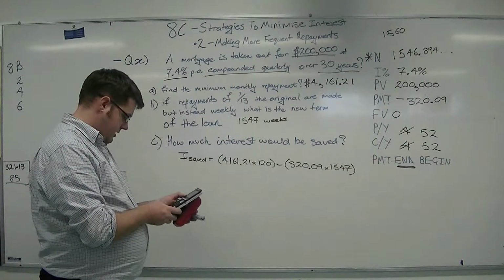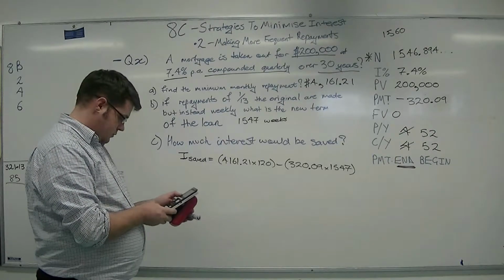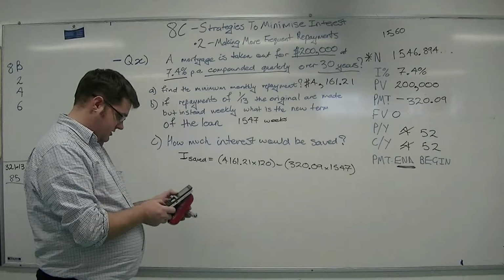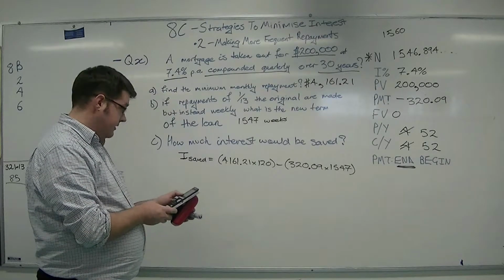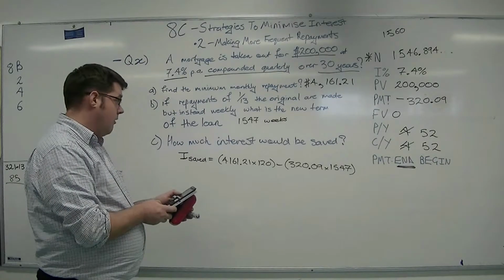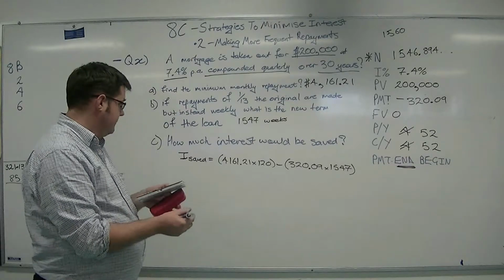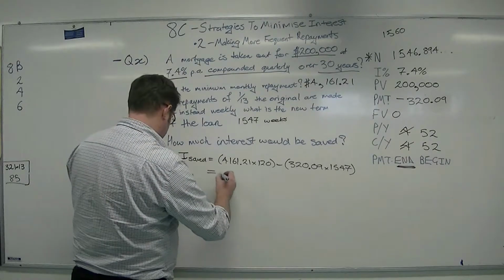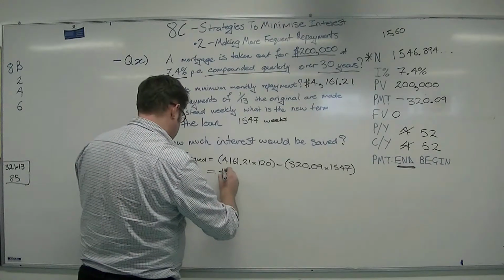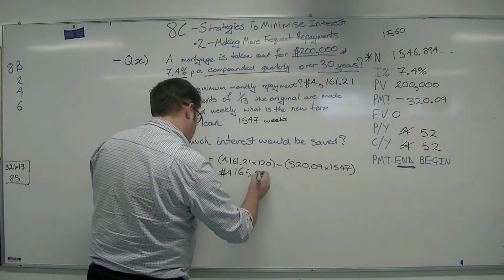Now if we go back into our calculator, our standard mode, and plug this in, we go with open bracket 4161.21 times by 120, close bracket minus open bracket 320.09 times by 1547, close bracket, enter. We can see here we've saved $4,165.97.